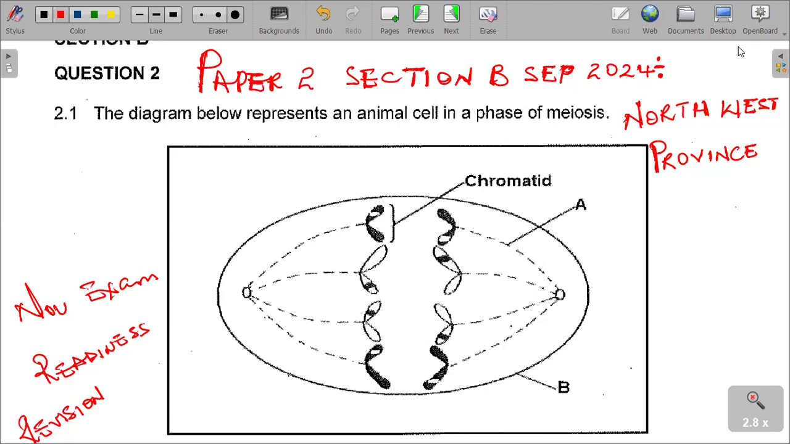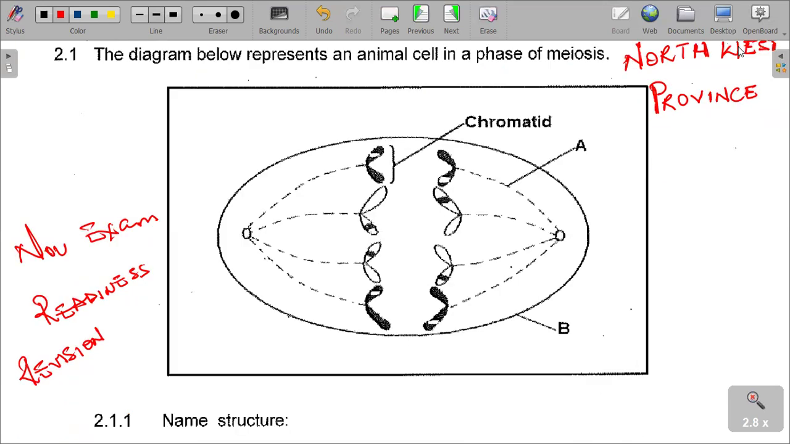Just note that today we are doing paper 2, section B, September 2024, Northwest Province. Like I promised you, I'm going to do all the various papers and make sure these previous papers are revised comprehensively and well covered. Without wasting time, this is the Northwest Province September 2024 paper. We are given a diagram that represents an animal cell in a phase of meiosis.